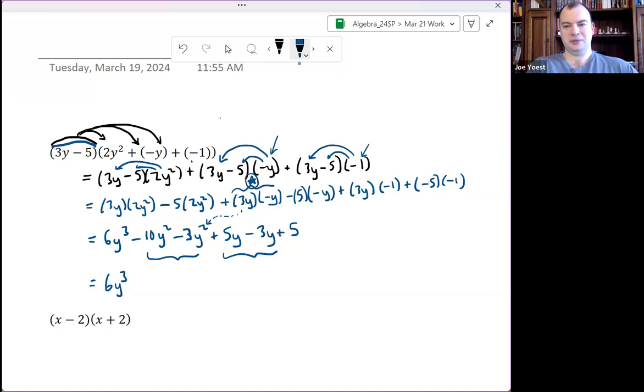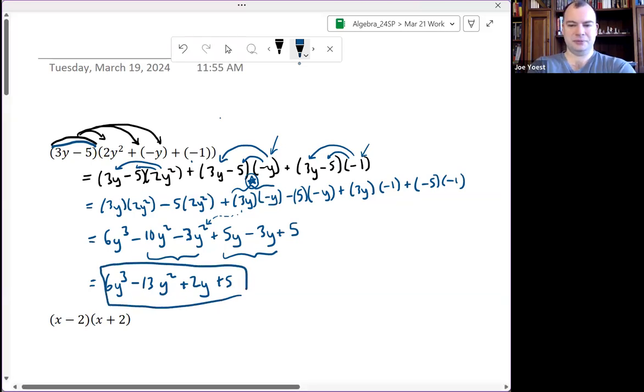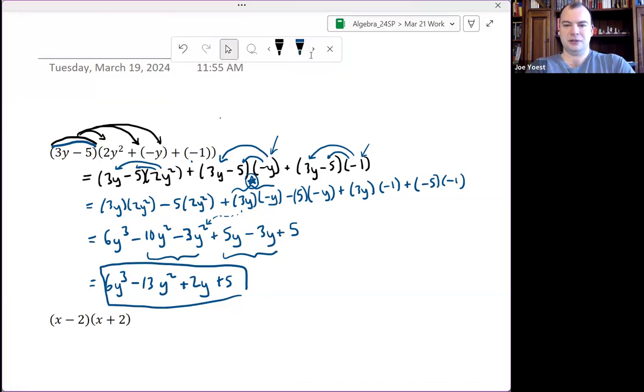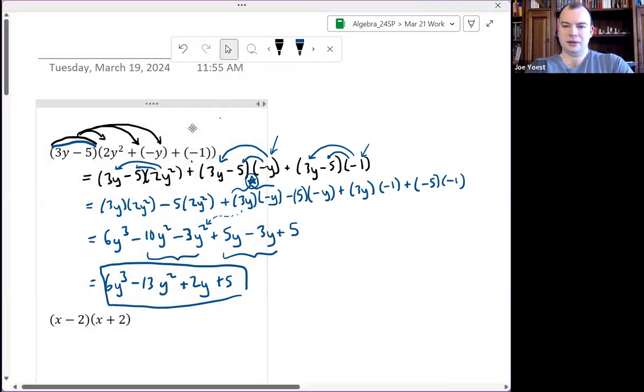But I have 6y cubed. My y squared terms, these are like terms. I add the coefficients. Negative 10 minus 3 is negative 13y squared. My y to the first terms, I add the coefficients. 5 minus 3 is 2. And then plus 5, the constant at the end, doesn't combine with anything else. So that's this problem multiplied out and simplified as much as we can simplify it.